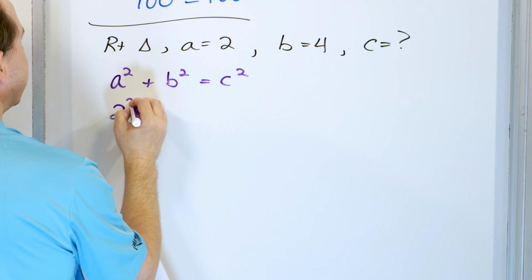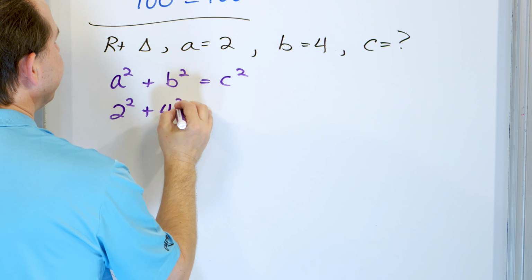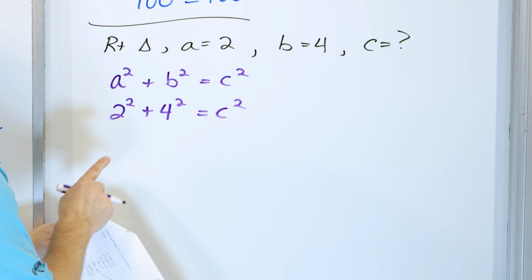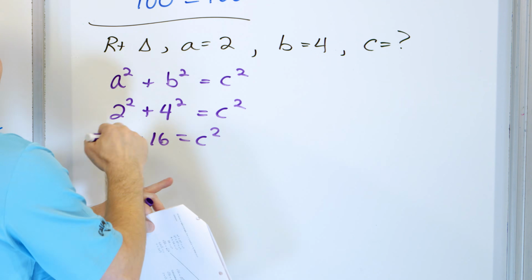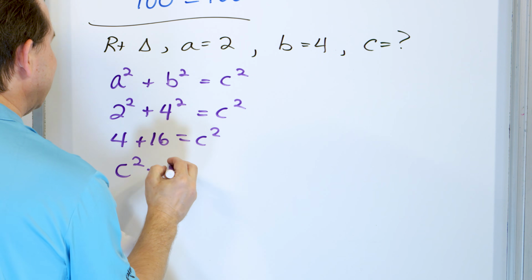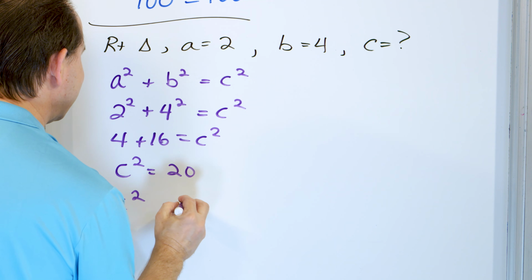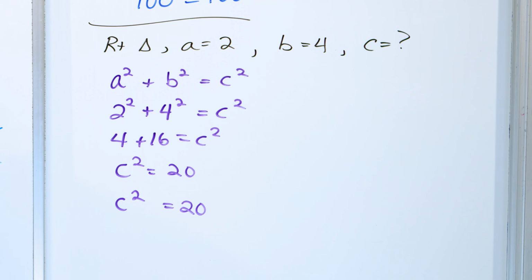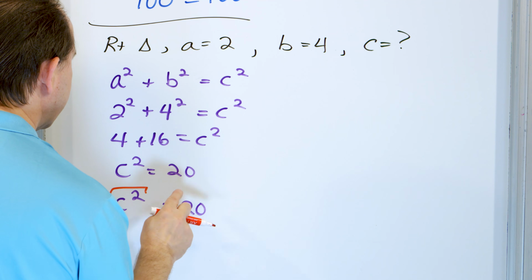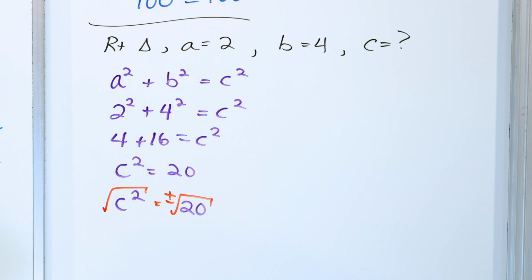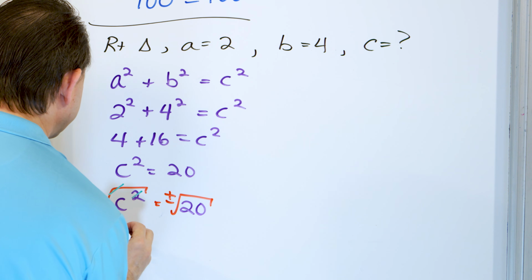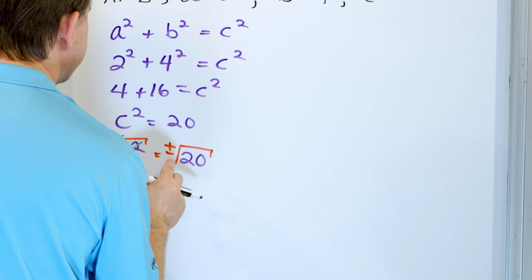So A is 2, so 2 squared. B is 4, 4 squared. And then C squared is what we seek to calculate. So 2 times 2 is 4, and 4 times 4 is 16. And let's flip it around. Let's put the C squared over here, and 4 plus 16 is 20. So we have exactly the same sort of situation. We have a C squared. We want to get rid of the square, so we take the square root of both sides. And since we applied our own radical, we have to add our own little plus and minus to catch both answers. And then what we see is that the square root and the square actually cancel. So we're left with C is equal to plus or minus the square root of 20.